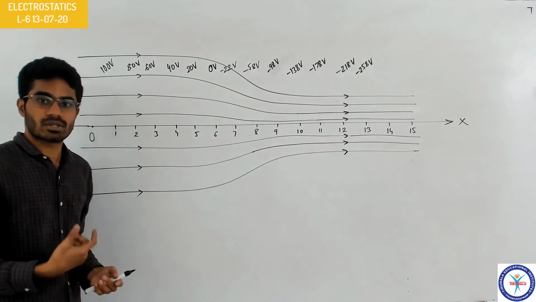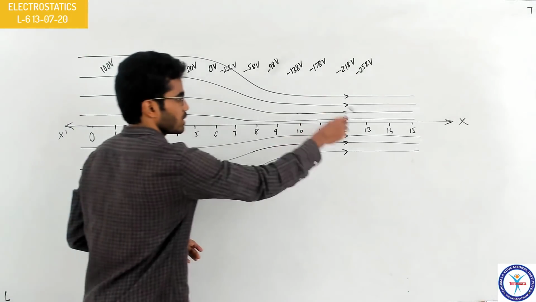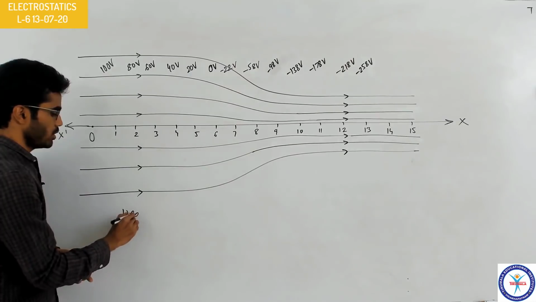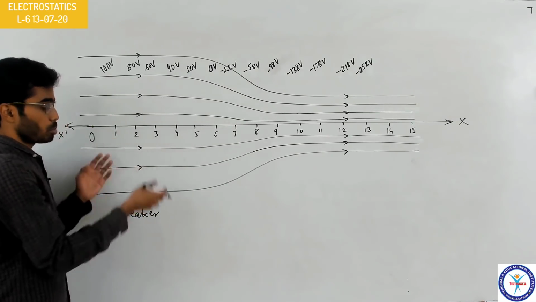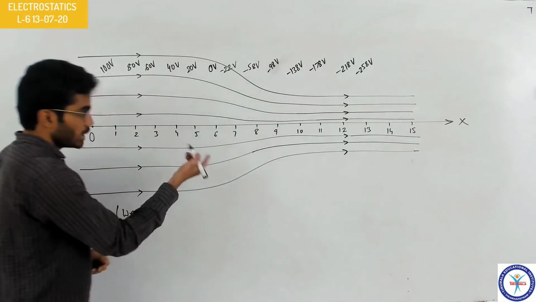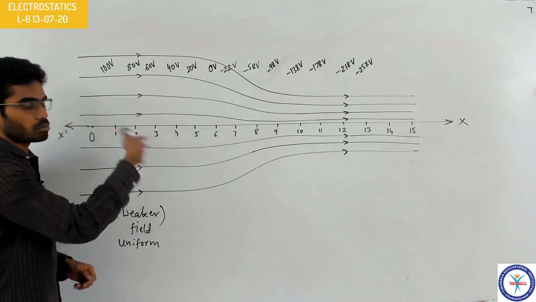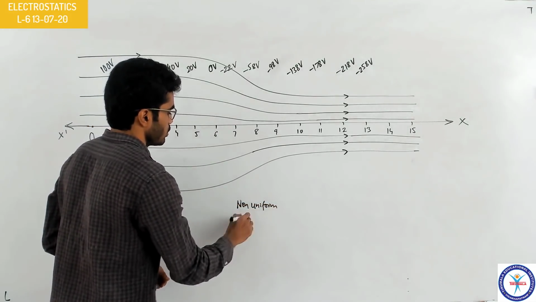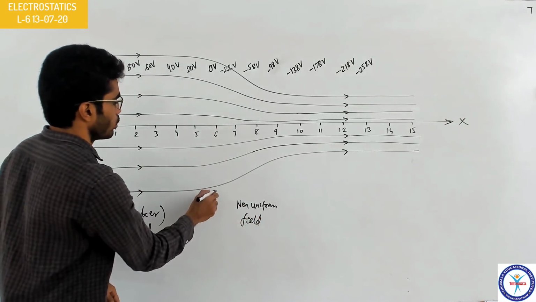Can you tell me where it is stronger? When the field lines are densely packed, the field is stronger. That means here the field is stronger, here it is weaker. First note that. If you find lines more spaced, it is a weaker field, but still it is uniform. The field lines are parallel. Here it is non-uniform field. Some changes happen, we don't know why, but the field is now in this region non-uniform.